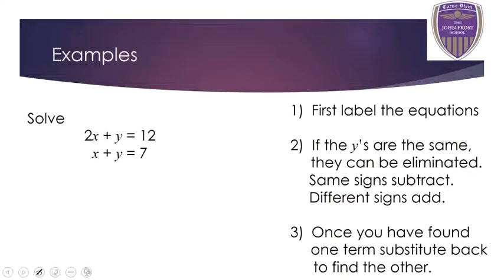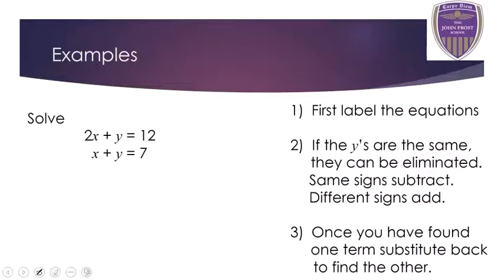First of all, we'll have a look at some examples of how we actually solve two simultaneous equations. The first thing you will notice is that you can see two equations. One is 2x + y = 12, and the second one is x + y = 7. So we need to find a value for x and a value for y that will satisfy both these equations. I've put some notes on the side to help guide you through the problems that you're going to do for the week.